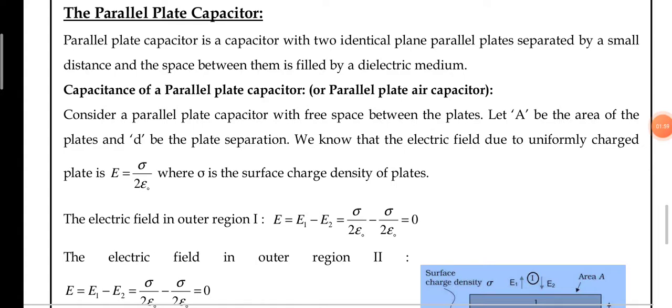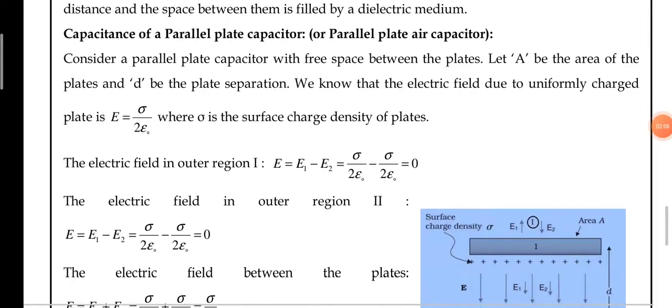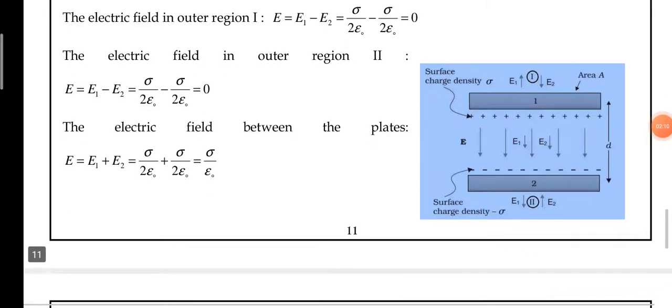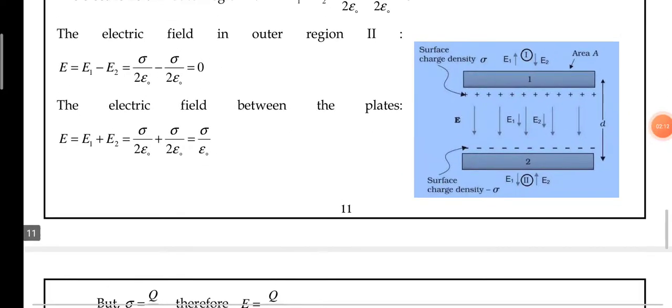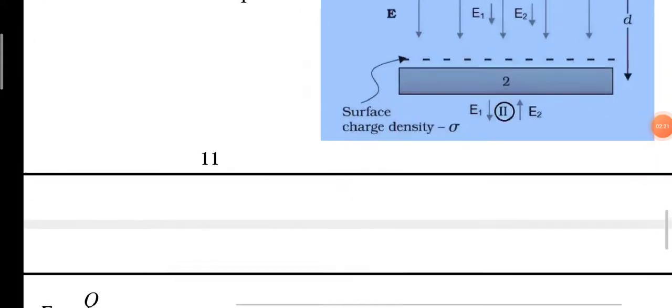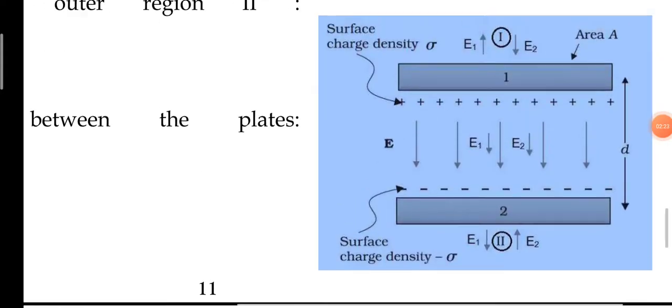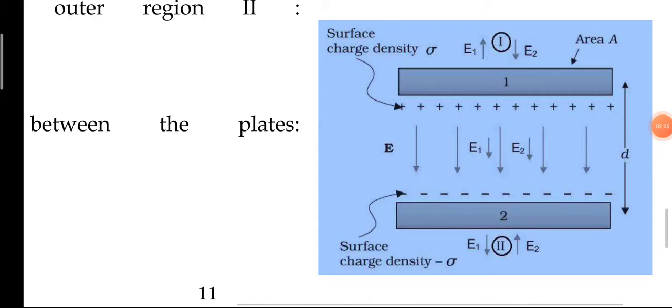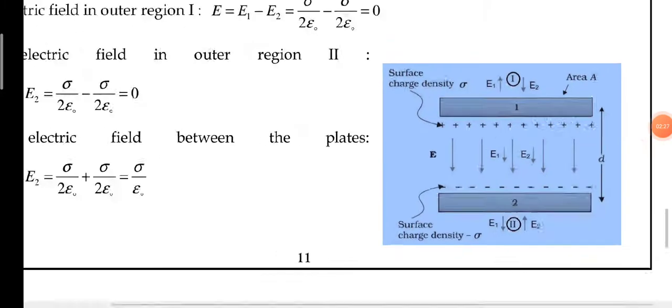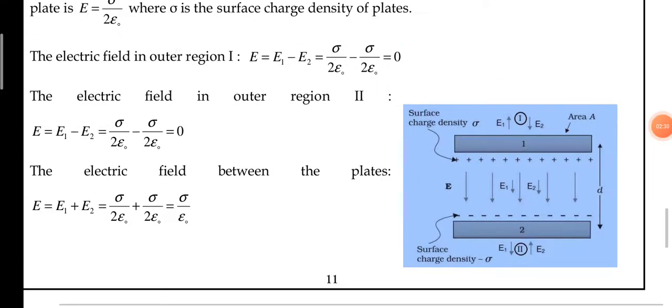After this, the parallel plate capacitor. We have to derive the expression for the capacitance of a parallel plate capacitor. A parallel plate capacitor means, you observe here two plates. The diagram is given horizontally. Two plates are separated by a distance, that is nothing but d. Such an arrangement is said to be a parallel plate capacitor. Now you are observing the diagram.